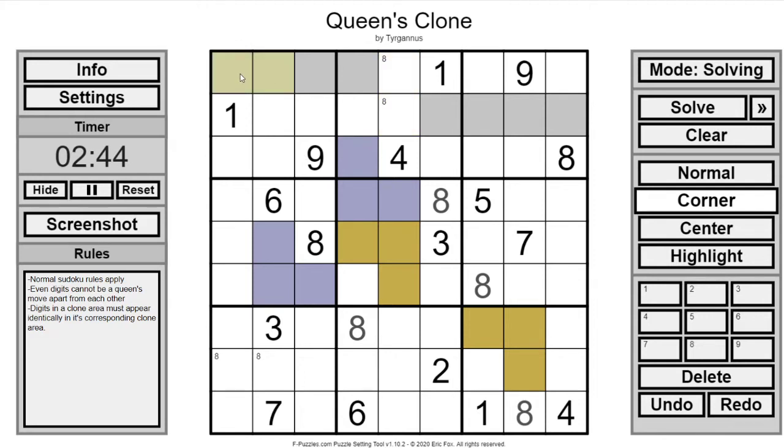Now, can 8 go in either of these? No, there's no spot in here where an 8 can go because of these 8s and that 8. Therefore, 8s are removed from all those spaces and that. We can actually finish up every 8. So I really like queen's rule.